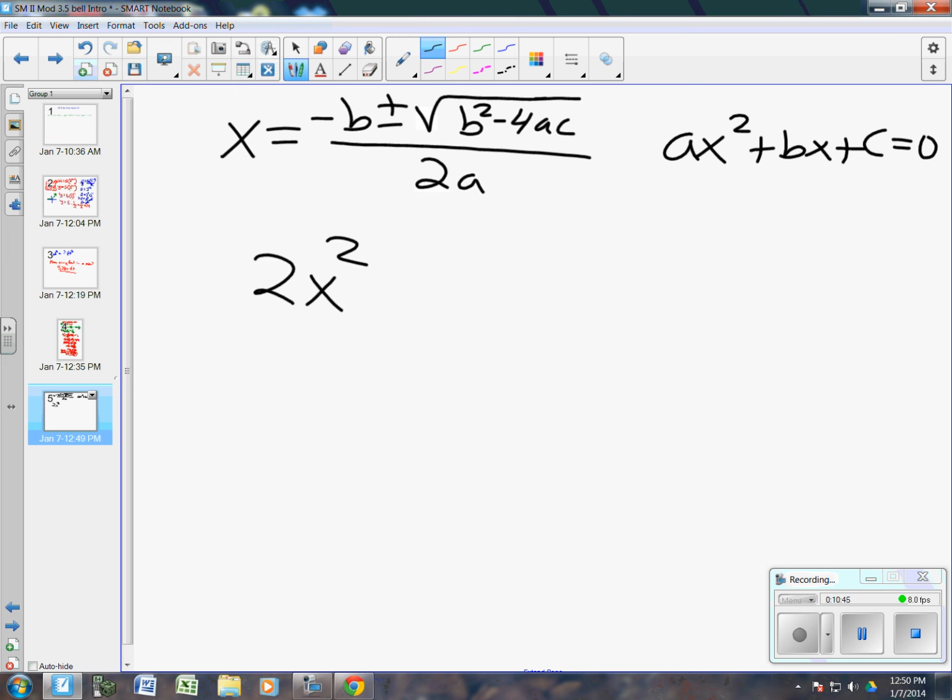2x squared plus 10x plus 5 equals 0. And we are going to solve this using the quadratic formula. So in order to do this, you need to know what a, b, and c are. And then you have to plug them in. Raise your hand if you know what a, b, and c are, because I've taught you this before. You all should know. We did it on the last assignment.